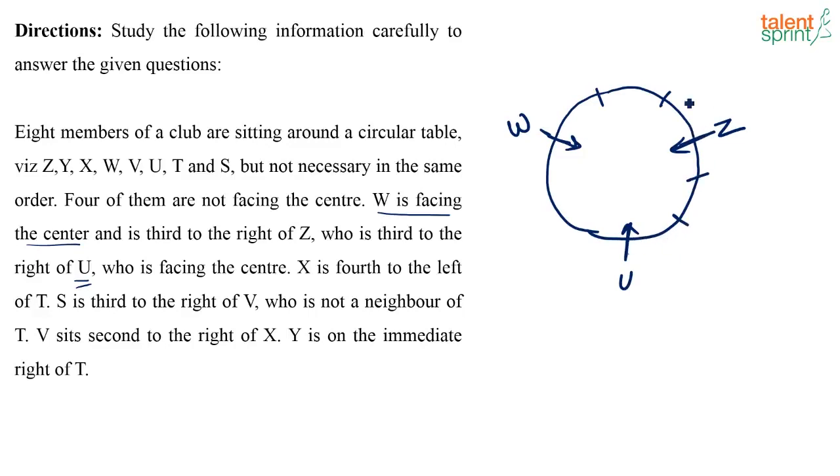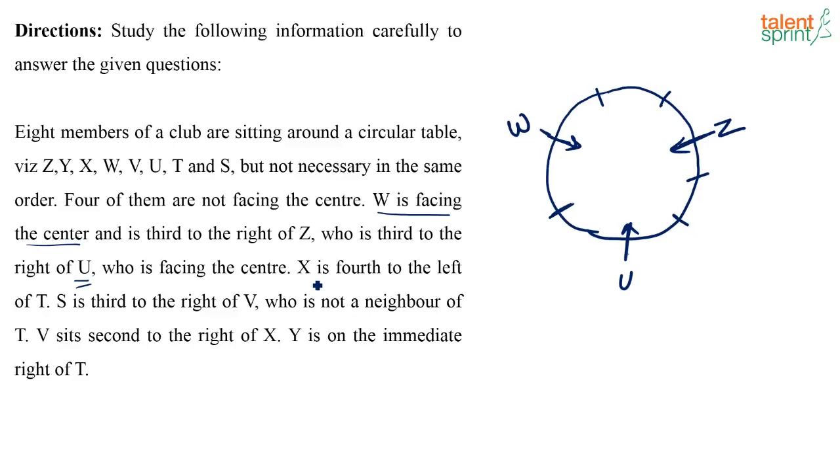1, 2, 3, 4, 5, 6, 7. So there is one more person here. That's all. This will complete our arrangement. Now, next what are they saying? See, if you look at the arrangement that we have got, there is only one more person who is going to face the center. Everybody else is going to face outside.